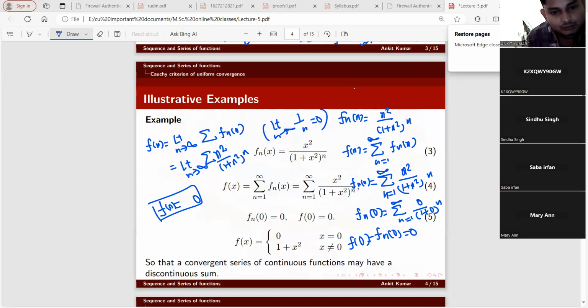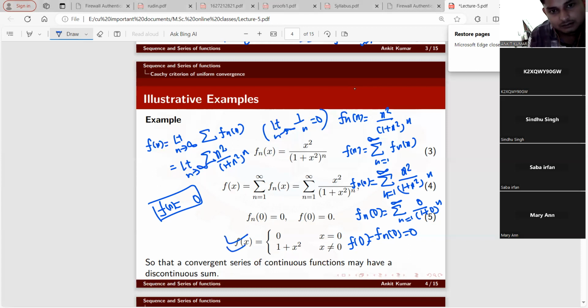So f_n is equal to 0 if x is equal to 0. And suppose x is not equal to 0, what is the value of f_n(x)? So this function may have a discontinuous sum. If x is equal to 0, then the value is 0. If x does not equal 0, then it is x over 1 plus x squared.